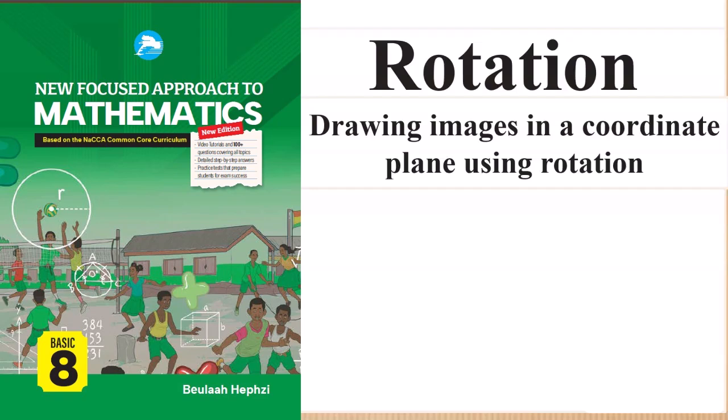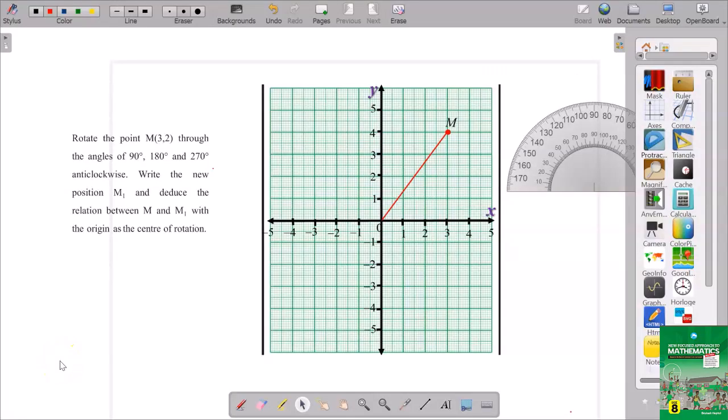In this lesson, we are looking at rotation, and the aspect is drawing images in a coordinate plane using rotation. So we're looking at when we have a point, how do you rotate the point, using the protractor approach. Then we'll use the calculated value, that is the formula or the relations. This is Open Board software and we want to use it to do the demonstration.